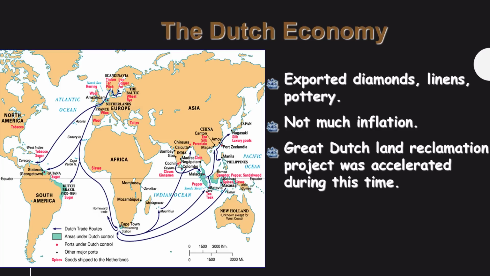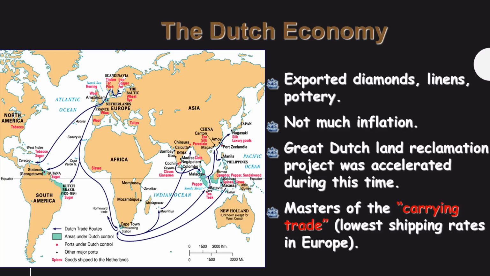And then, of course, there's a land reclamation project that is accelerated because this is a tiny area, and so they're going to try to expand their land borders there. That is picked up during this area. However, the main dominant characteristic of the Dutch economy is carrying trade.